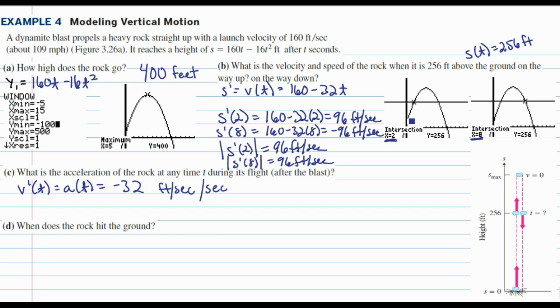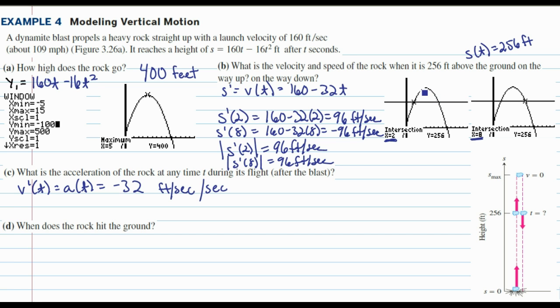So we're starting out very fast. Our initial blast was 160 feet per second. And then we slowed down, which you see here, because after 2 seconds we're only at 96 feet per second. And then we keep slowing down.